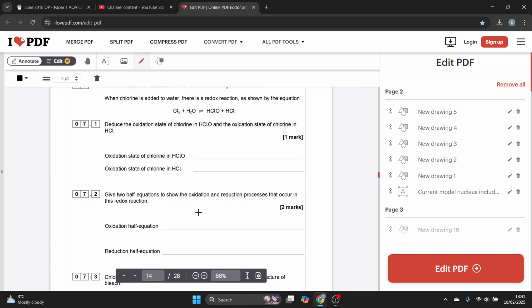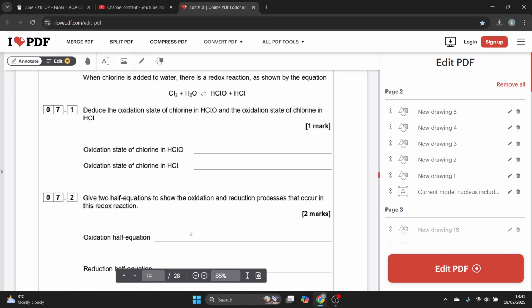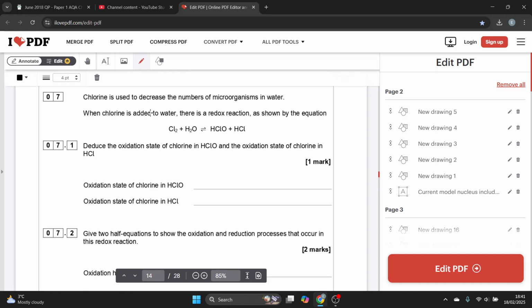This is the oxidation state of chlorine in HClO and the oxidation state of chlorine in HCl. HCl, that's -1 obviously. This one, HClO, that's +1.